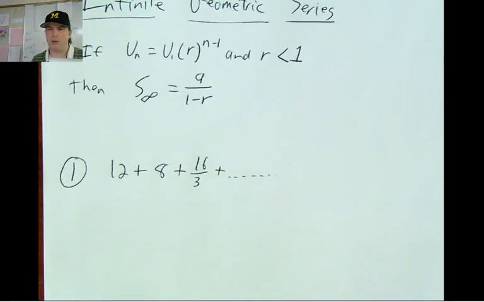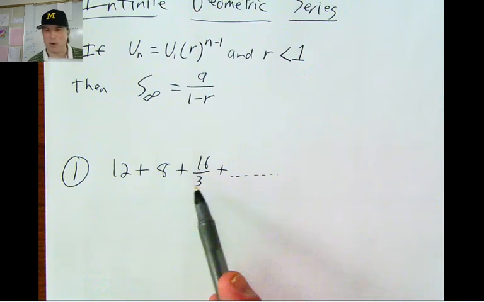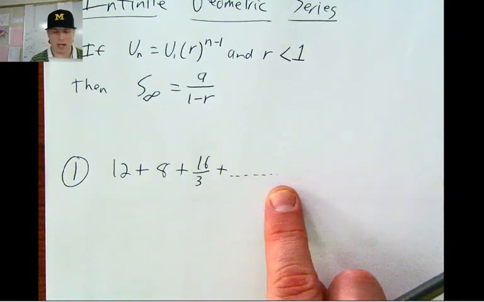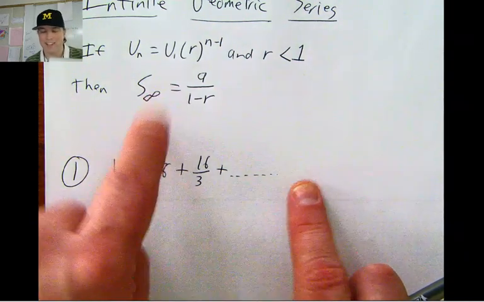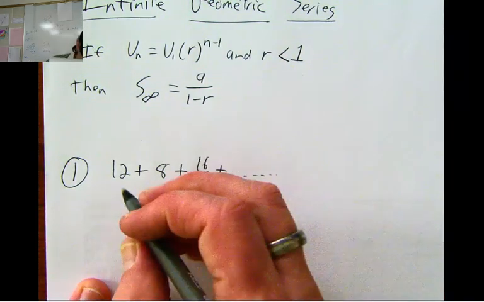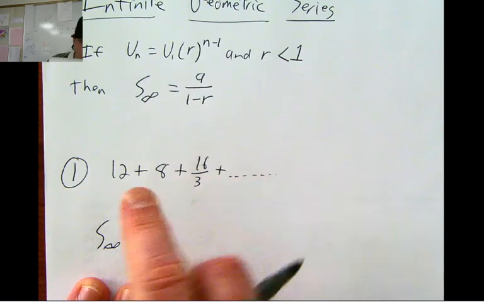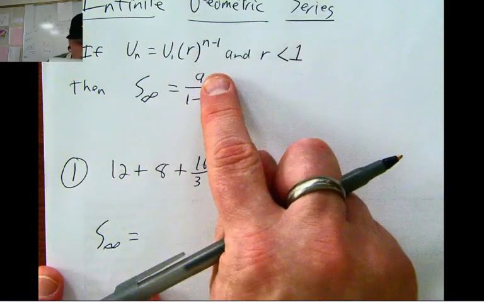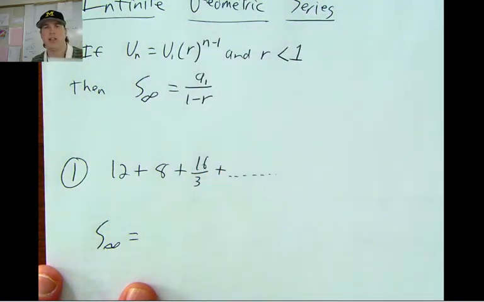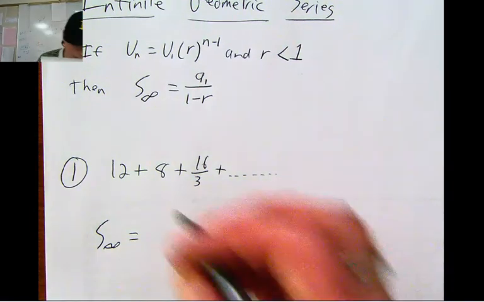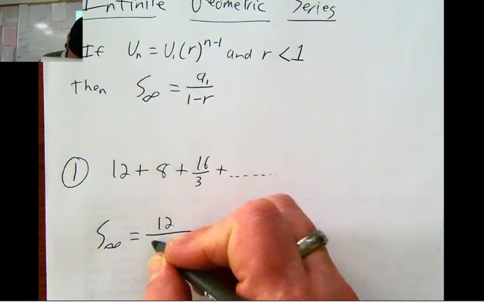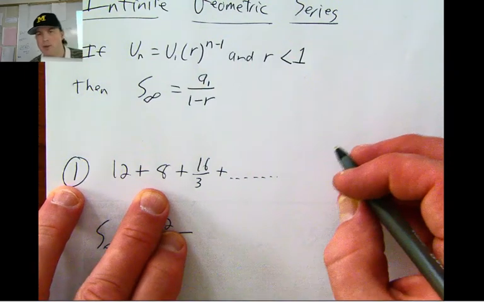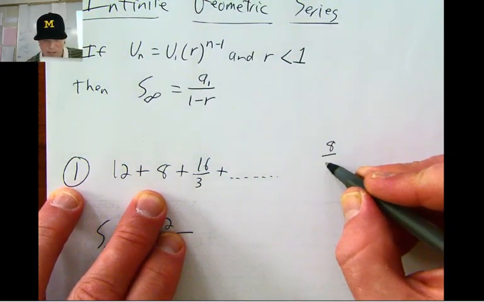First example here. So I have 12 plus 8 plus 16 thirds plus and so on. Because it just says dot dot dot and doesn't give us an ending point, they are asking for s infinity. So s infinity equals a, the first term. It'll just say a, but they really mean a1, and if you just see a by itself, it's okay, it's just a1. In this case, it's 12 divided by 1 minus the r. What are you multiplying by to get from number to number? As I mentioned yesterday, go the second number divided by the first number.